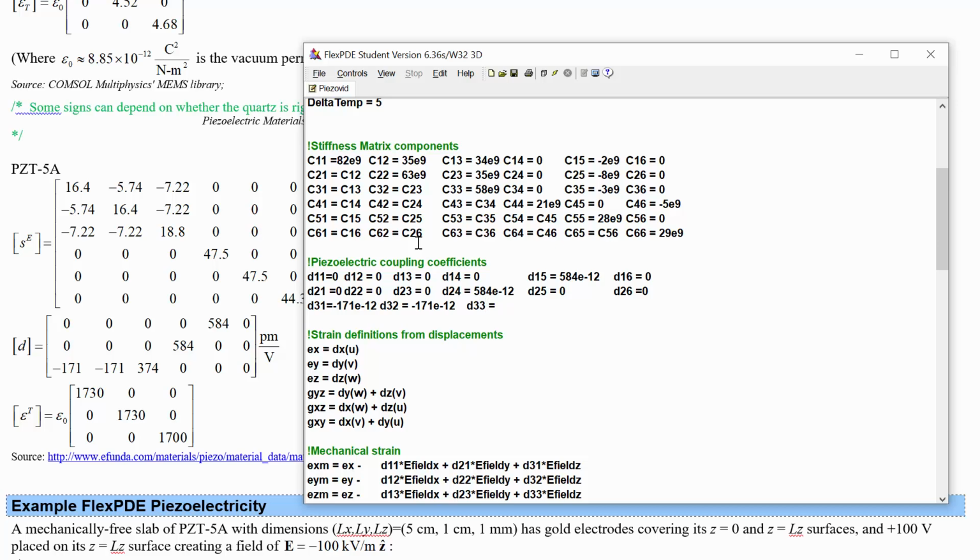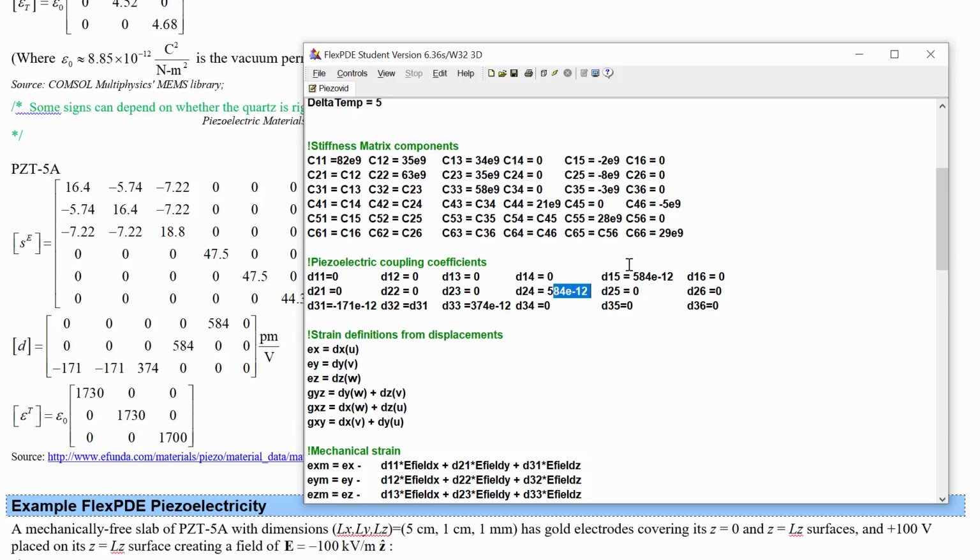D33 is 374 E minus 12. Maybe we can say D32 is D31. And then lay these out with enough tabs to make them line up a bit better. Okay, D34 is 0. D35 is 0. D36 is 0. Okay, so now we can check across, E minus 12, same thing as there.